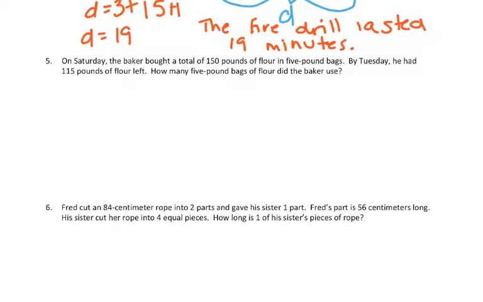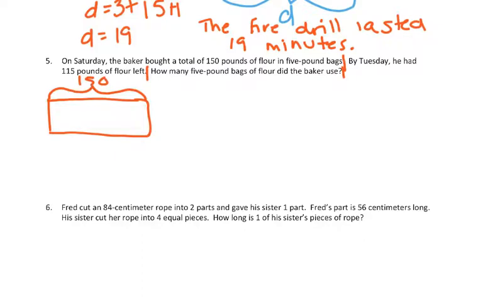On Saturday, the baker bought a total 150 pounds of flour in 5-pound bags. By Tuesday, he had 115 pounds of flour left. How many 5-pound bags of flour did the baker use? Okay, so first we need to figure out how much flour the baker used by Tuesday. So we're going to use a tape diagram. In total, our tape diagram is going to equal 150 pounds because that is how much flour we started with.